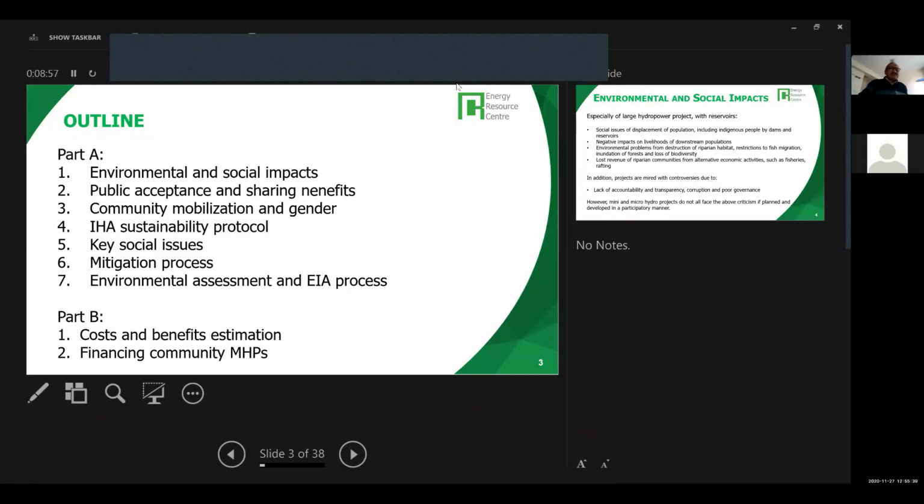Then I will talk about some sustainability, how to make hydropower projects sustainable. So the International Hydropower Association has developed a protocol which can be used to test the sustainability of hydropower projects. Then I'll talk on the key social issues and what are the mitigation process and what are environmental assessment and EIA process. So this will be the first part.